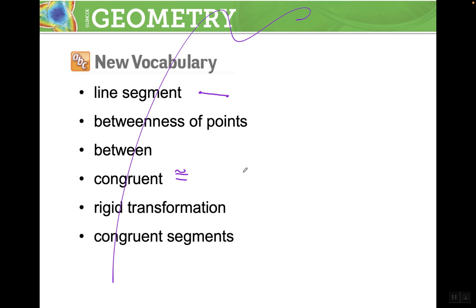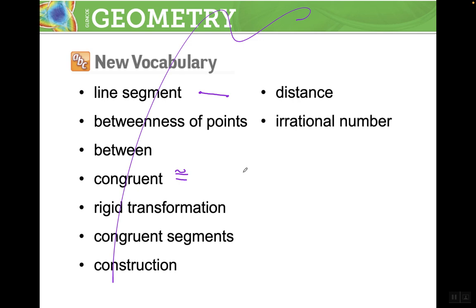Congruent segments are 2 segments that are the same measure. We're going to do construction on Thursday, I think, depending on how this week goes with me being gone. And distance, I do want you to know that distance is always positive.